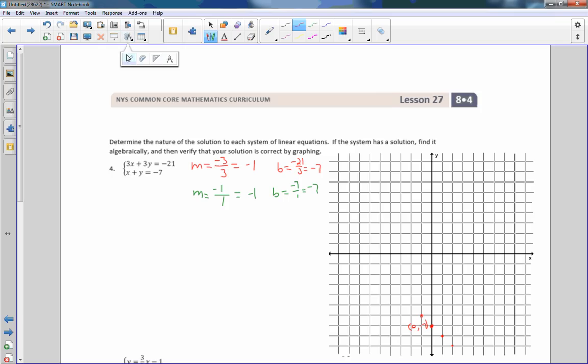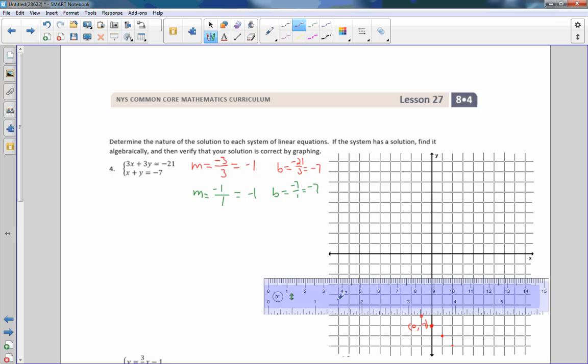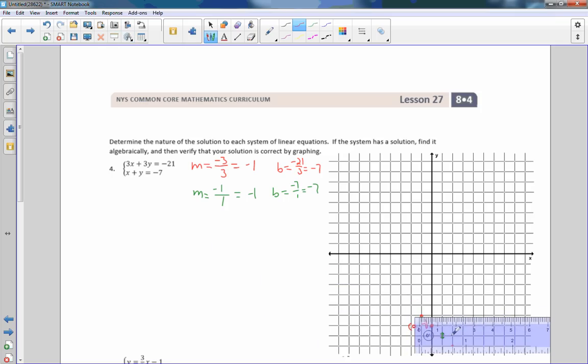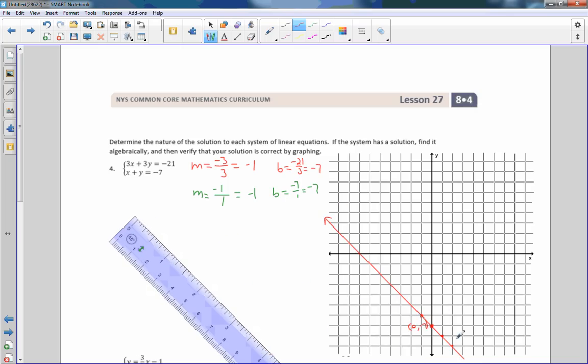So then when I go get my ruler and bring it down here, there's my line. So this is the line 3x plus 3y equals negative 21. Now when I go to graph this one, as you can see, the y-intercept is also negative 7. My slope is also negative 1, so I go down 1 over 1 and so forth.